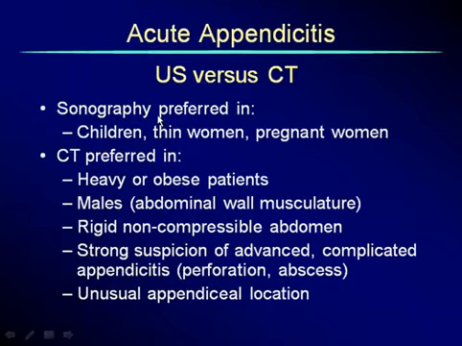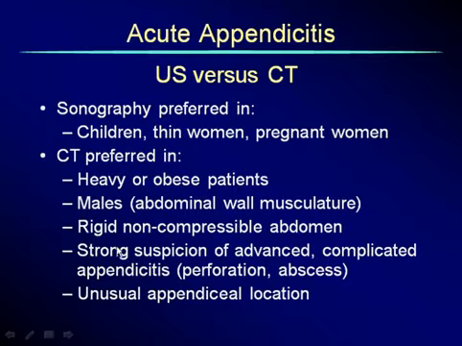Sonography is preferred in children because of the radiation, in thin women because it's easier to get at the appendix, and pregnant women. This is where we should start. We should start with ultrasound. CT, on the other hand, is preferred in heavy or obese patients. Typically, it's preferred in males. Now, even thin males do better with CT because the abdominal wall musculature tends to attenuate the sound, and then we don't have as good penetration.